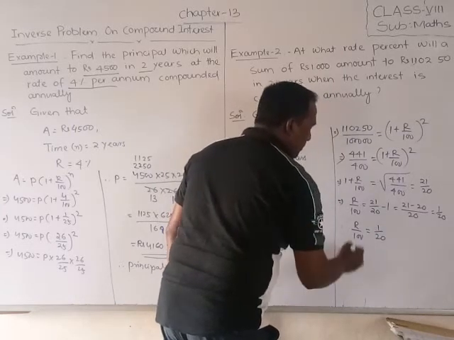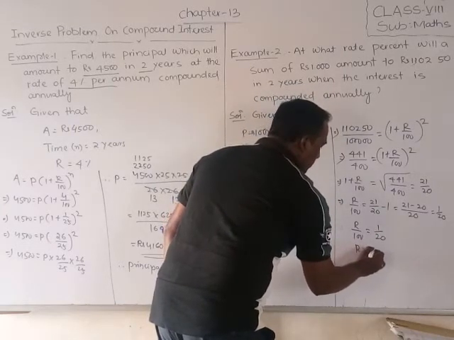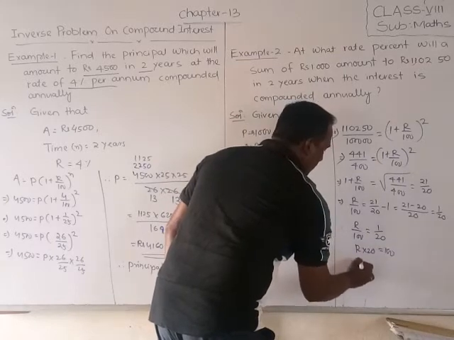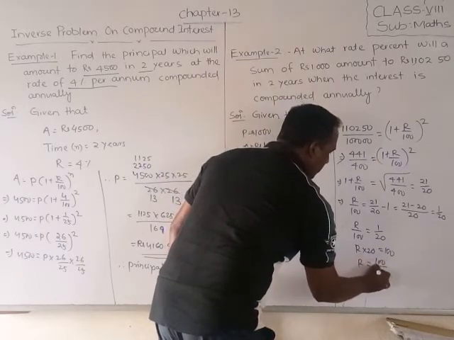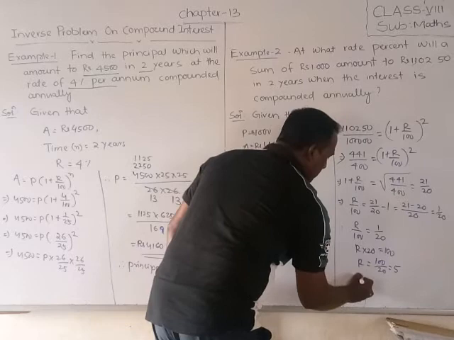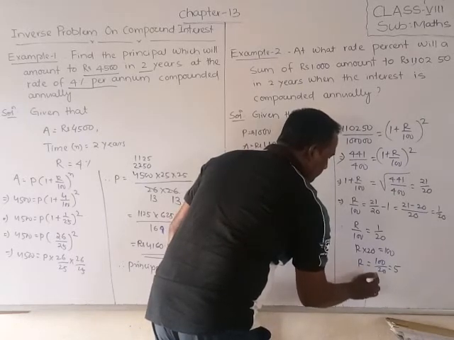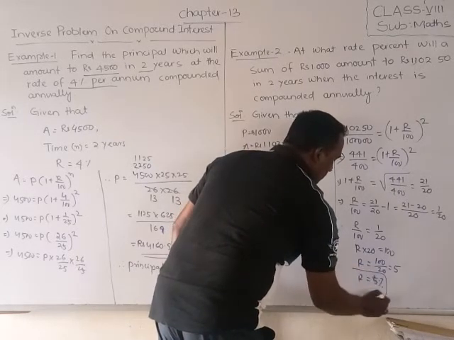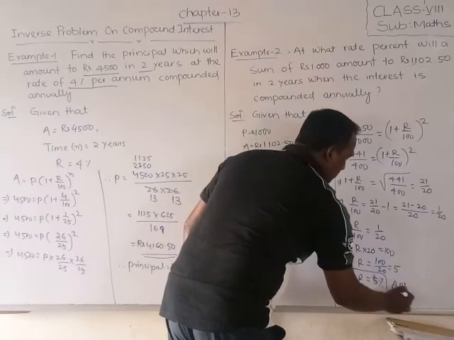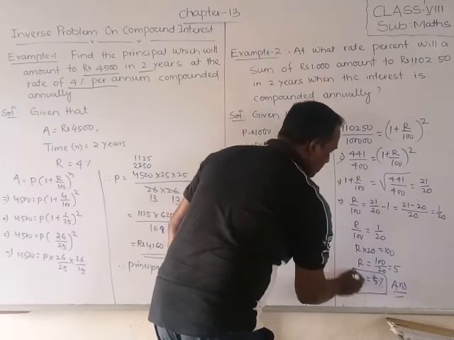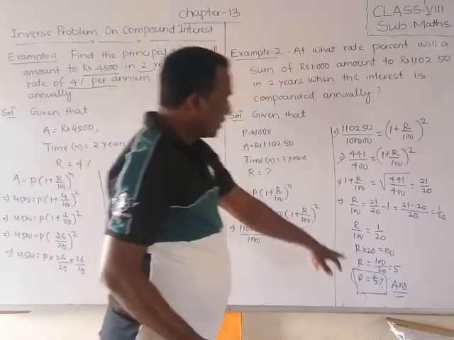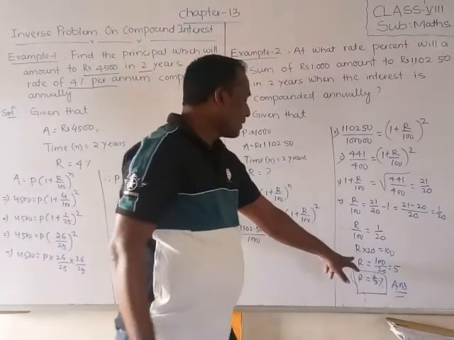If you do cross multiplication, r into 20 is equal to 100. r is equal to 100 by 20, which is equal to 5. Hence the rate is equal to 5%. Okay. So this is the rate of interest, 5%. We got the r value as 5.